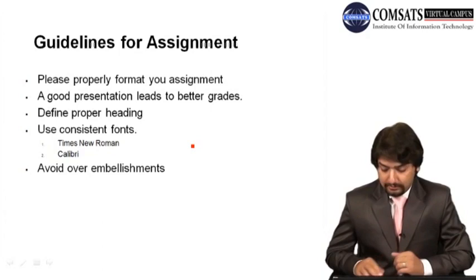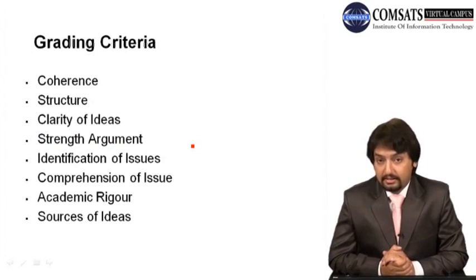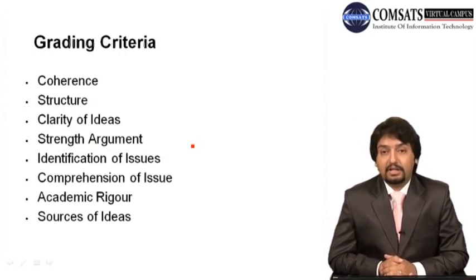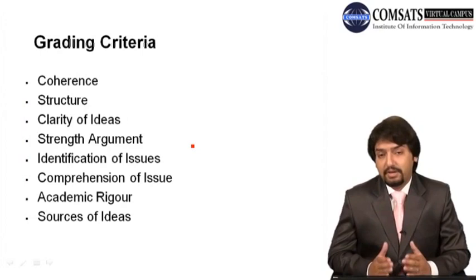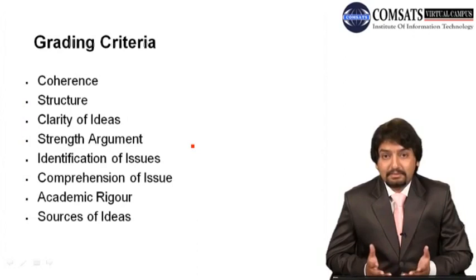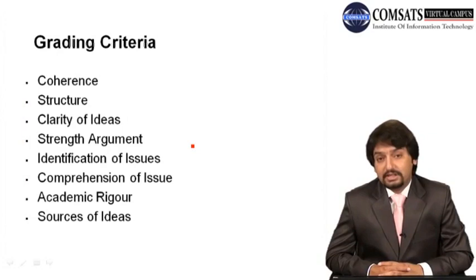Now, the grading criteria. How do I grade the assignments and your written work? Whether it is your exam, whether it is your assignment, how do I grade them? First thing is coherence and structure. Coherence and structure gives me an idea that you are clear about the ideas. Structure means that you clearly define what you are saying and how you're saying it. There should be a structure. For example, at a very basic, bare minimum level, you should have an introduction, a body, and a conclusion. This is the minimum that you can do. But structures can be very sophisticated as well.